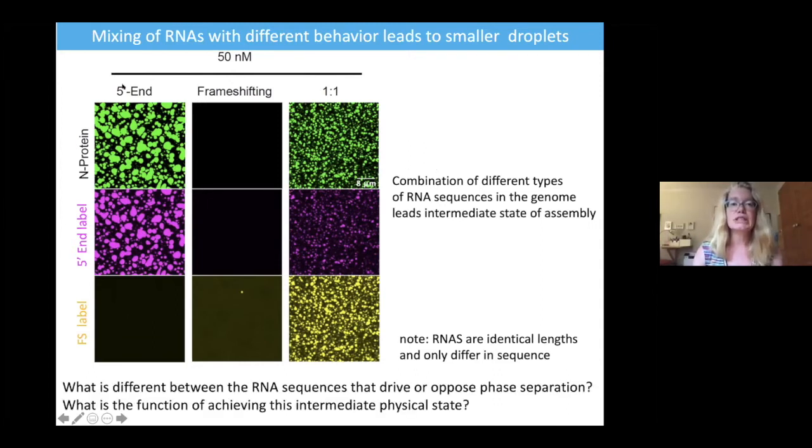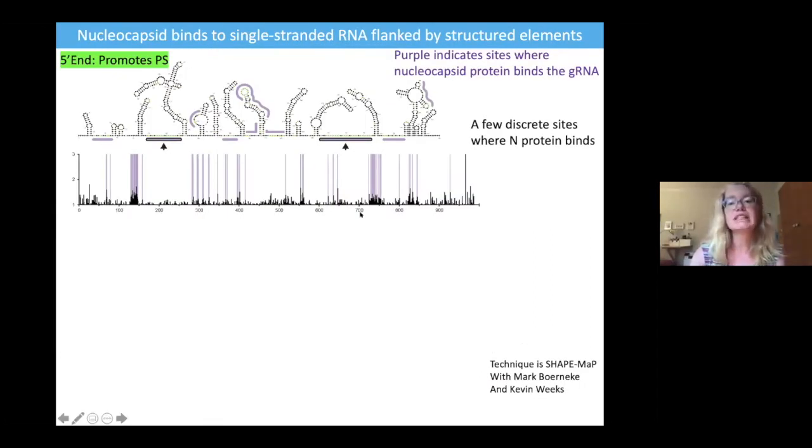And so we're interested to know what is actually different between these RNA sequences that either drive or oppose phase separation. And ultimately, what's the function of achieving this intermediate physical state of having these opposing forces present within the same genome? So to approach this, we teamed up with collaborators at UNC, Kevin Weeks and Mark Bernanke, and did a technique called SHAPE-MaP, which enabled us to actually map where the nucleocapsid is binding to the RNA genome.